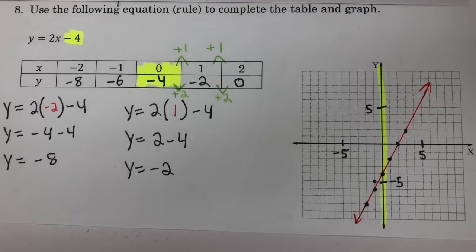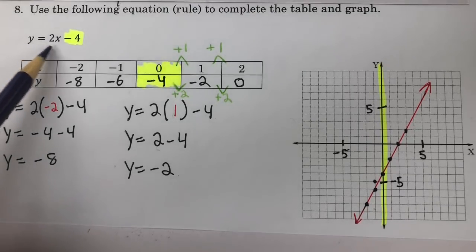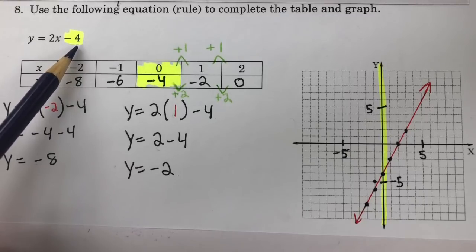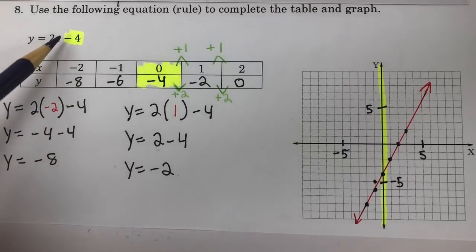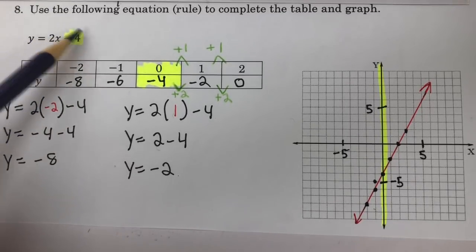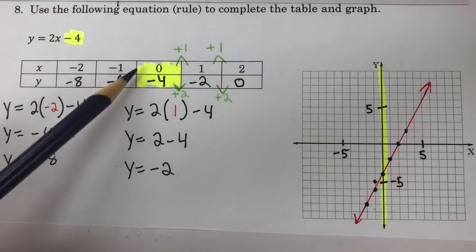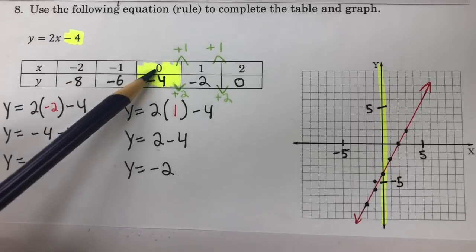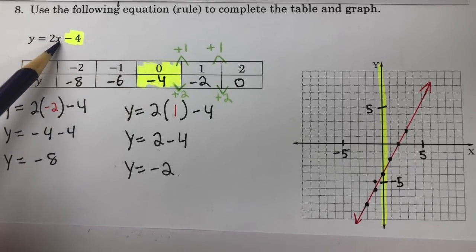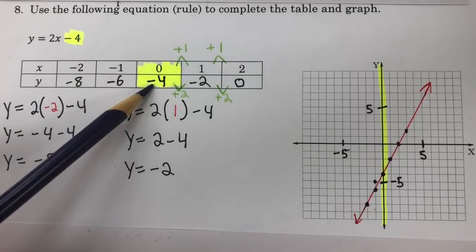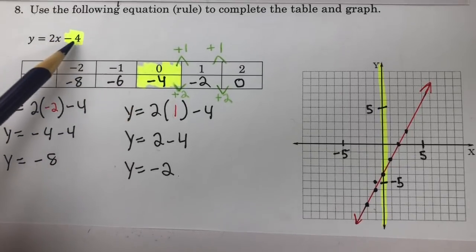In question 8, use the following equation or rule to complete the table and the graph. So we have y equals 2x minus 4. First thing you want to identify is the constant. This is our y-intercept. Because when x equals 0, 2 multiplied by 0 is 0, minus 4 is negative 4.